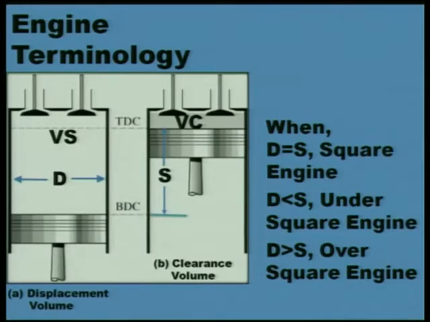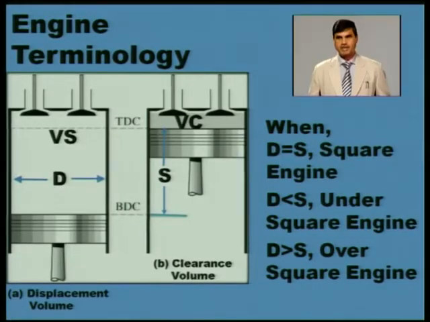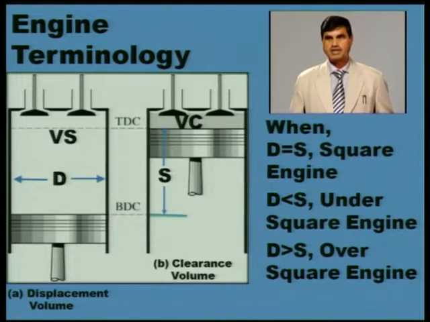Just some terminology I am explaining here. The diameter of the cylinder, which is termed as bore, I am indicating with D. It is indicated in millimeters, diameter of the cylinder in millimeter. Then Vs, which is shown, is the volume between TDC and BDC in the cylinder. It is termed as swept volume.